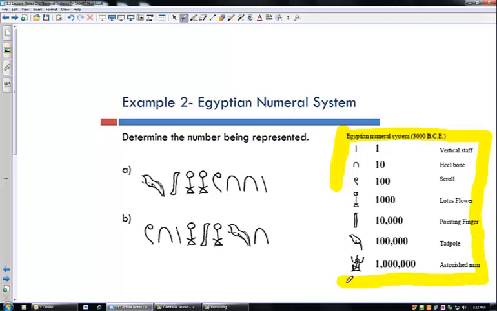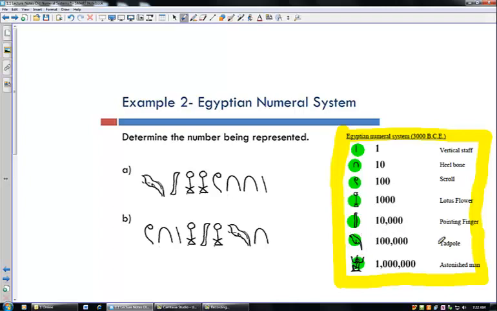And if you look at it, it's kind of interesting to notice that they represent the numeral system with pictures. Right? So they have here a vertical staff for 1, a heel bone for 10, a scroll for 100, a lotus flower for 1,000, a pointy finger for 10,000, a tadpole for 100,000, and the astonished man for 1,000,000. Now, some of these symbols really make a lot of sense.